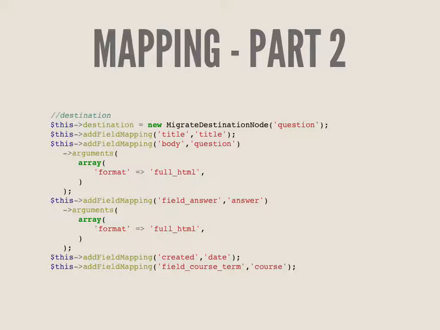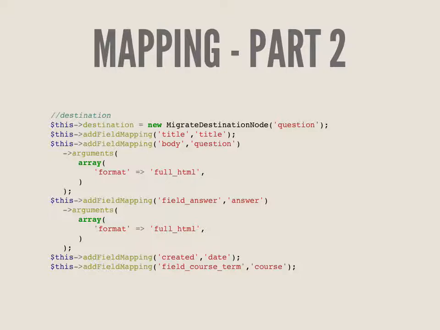Second part is the mapping of the data. For instance, you do some field mappings. The format is, the first parameter is the destination property, and the second parameter is the source property. For instance, in the second field mapping, I tell that the question column from my CSV file should be mapped to the body of the question content type. Same thing for the first one. The title column of my file should be mapped to the title property of the question content type. You can also set some additional options. For instance, for the body, I want the format to be full HTML.